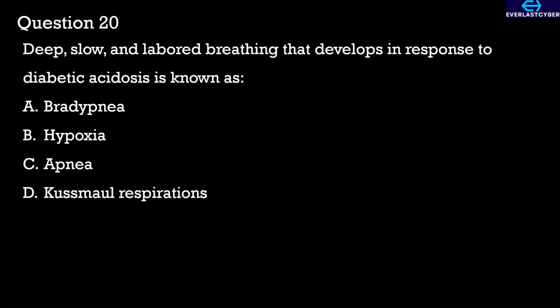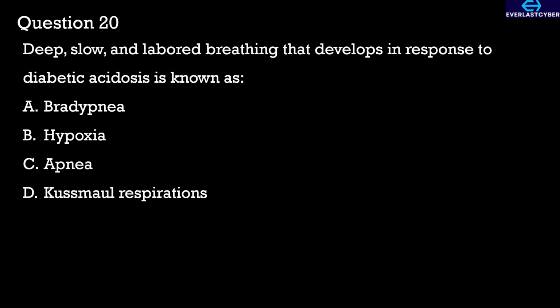Question 20. Deep, slow, and labored breathing that develops in response to diabetic acidosis is known as A. Bradypnea, B. Hypoxia, C. Apnea, D. Kussmaul respirations.